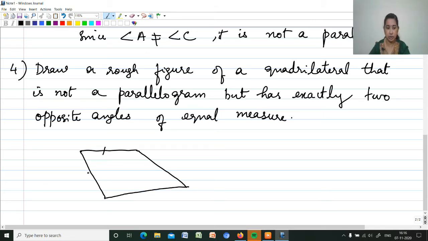So here these two sides are the same and this angle is 110 degrees, this angle also 110 degrees. But this is not a parallelogram. Here these two sides are the same, these two sides are the same. Here this side is the same as this side and these two sides are the same, it is a kite. So it is not a parallelogram because adjacent sides are equal here.